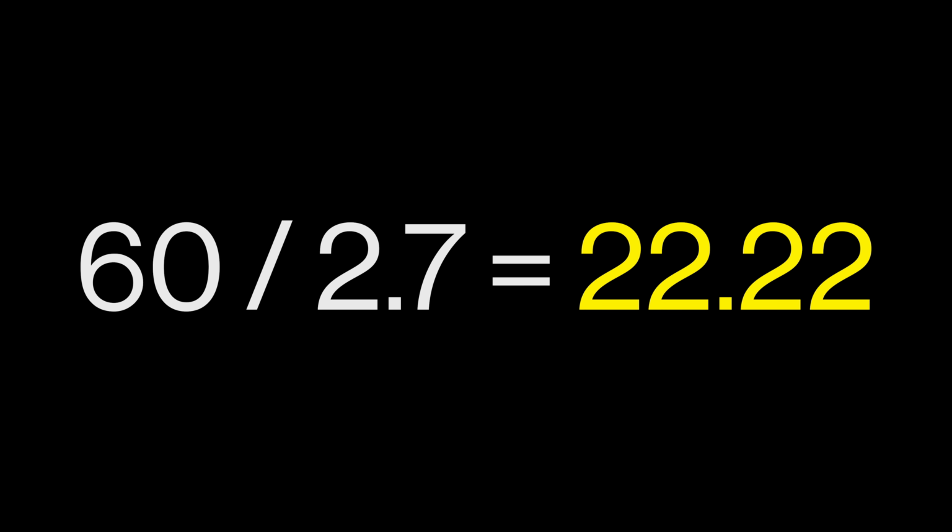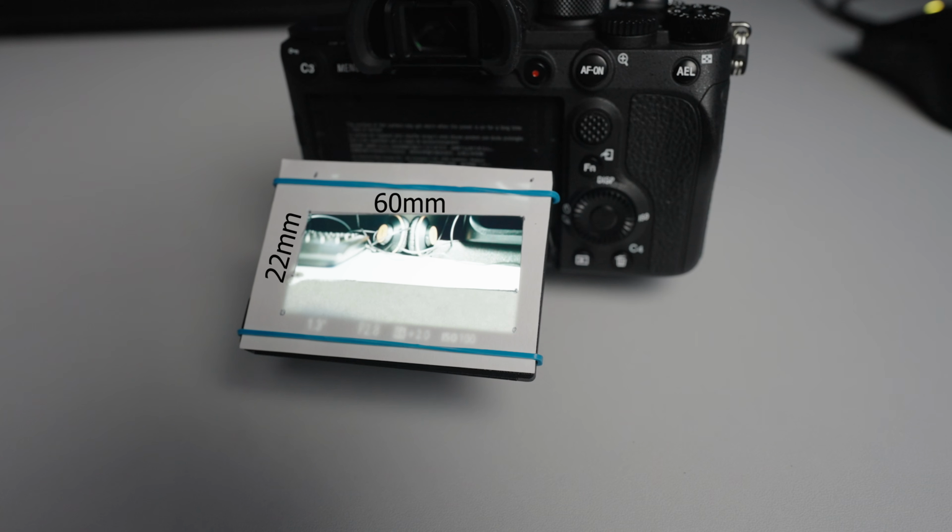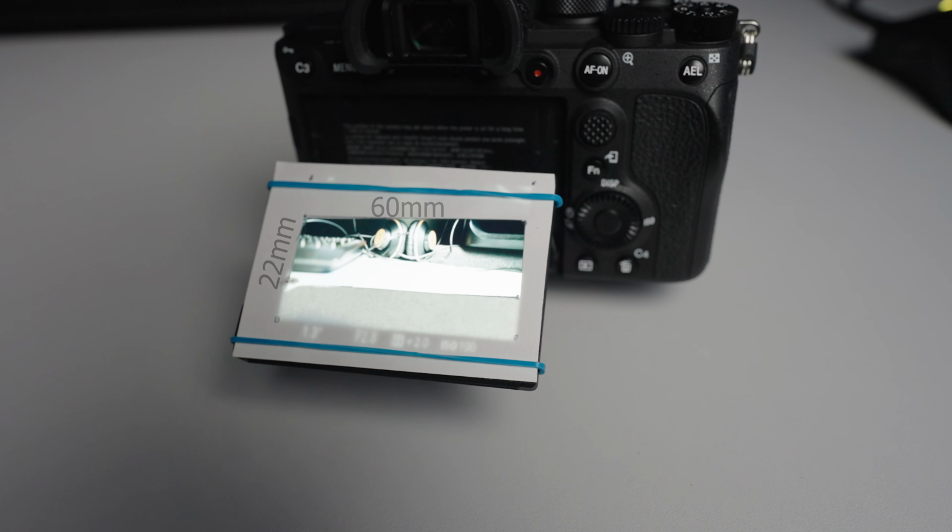So I divided 60mm by the aspect ratio 2.7 that I calculated earlier, and that gave me a value of about 22mm. That meant I needed to cut out a hole 60mm wide by 22mm high in the center of the visible screen area on the paper.